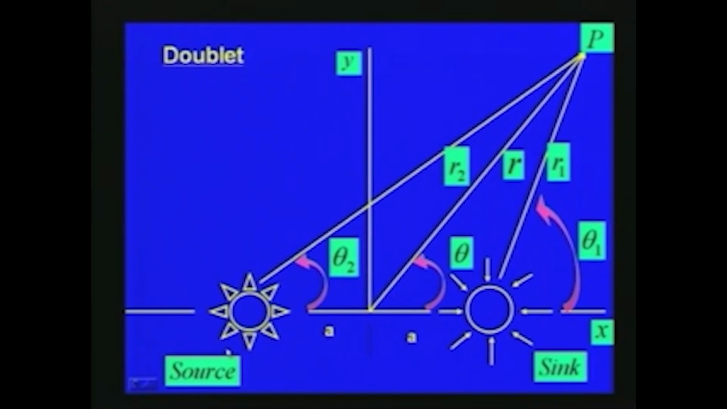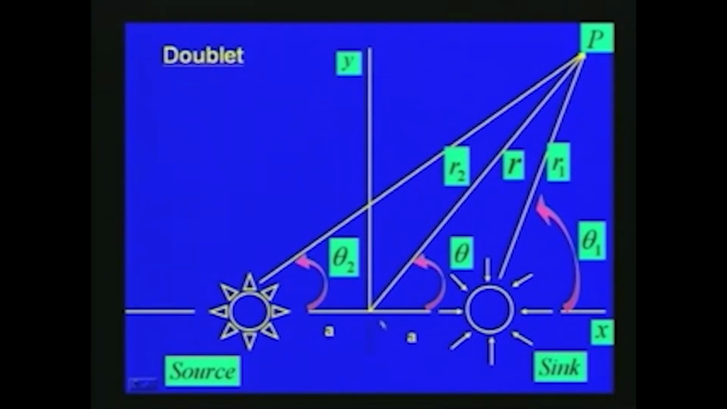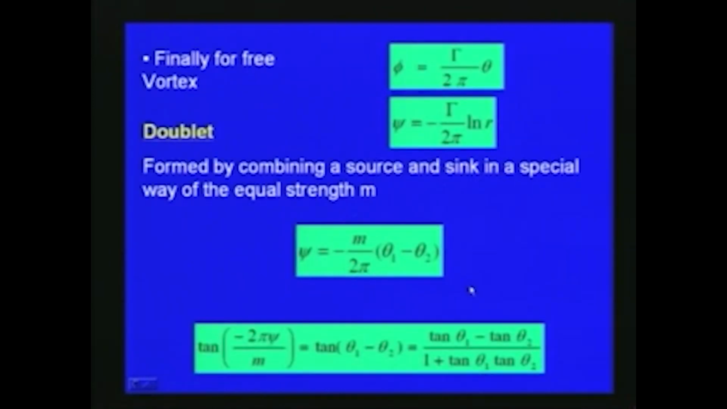With respect to this equal and opposite strength source and sink, since they are placed in opposite directions, a doublet is formed when this distance a tends to 0 and they come very close. So a doublet is formed with a source and sink placed at a distance, and when that distance tends to 0, the source and sink come to the same point at the origin. Then we say that a doublet is formed. Further we will see the different aspects of this doublet.